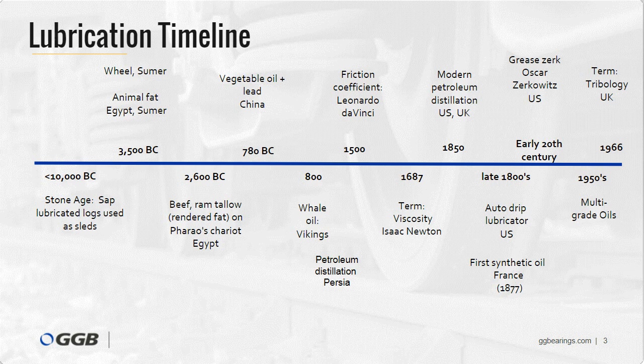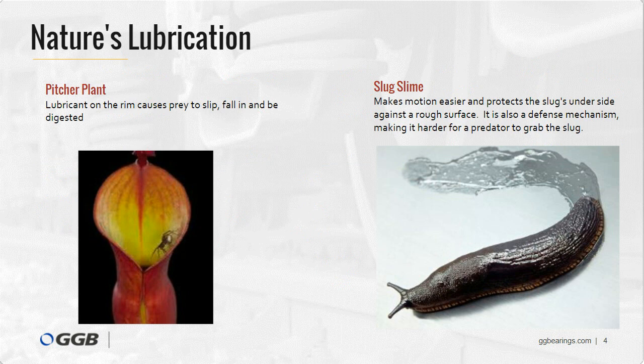In the 1950s, we started coming up with multi-grade oils for automobiles. And then the term tribology, which is important to people like me, was invented in the UK in 1966. So let's talk more about the history of lubrication.